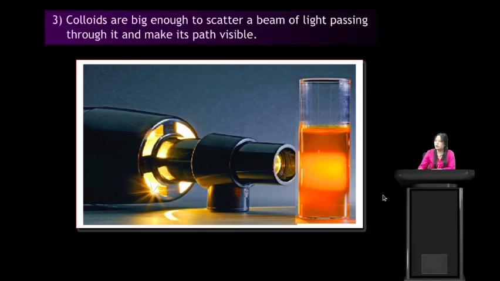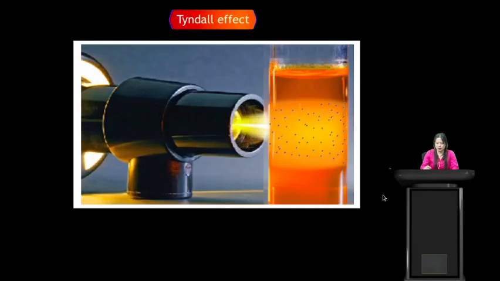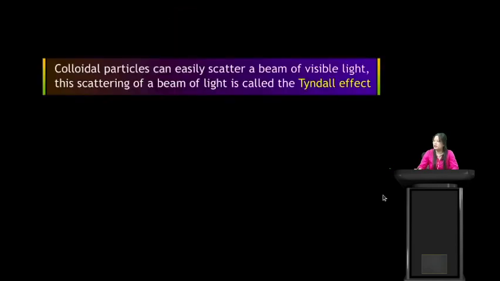The next property of colloids is that colloid particles are big enough to scatter a beam of light passing through it and make its path visible. Colloid particles are not big enough to see with our naked eyes, but they are big enough to scatter a beam of light passing through it and make its path visible. Tyndall effect. So what is Tyndall effect? Here we see the colloidal particles scattering a beam of light, correct? So colloidal particles can scatter a beam of light.